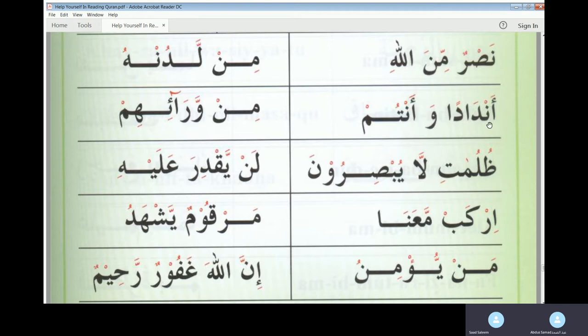Mil ladunhu. Anda dawa antum. Mim wara'ihim. Zulumatil yusiruna. Layakdiro. Ailehi.